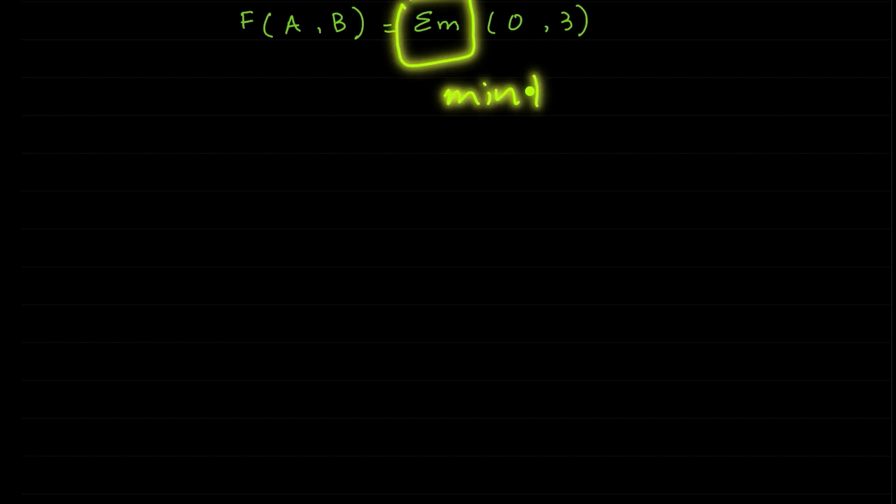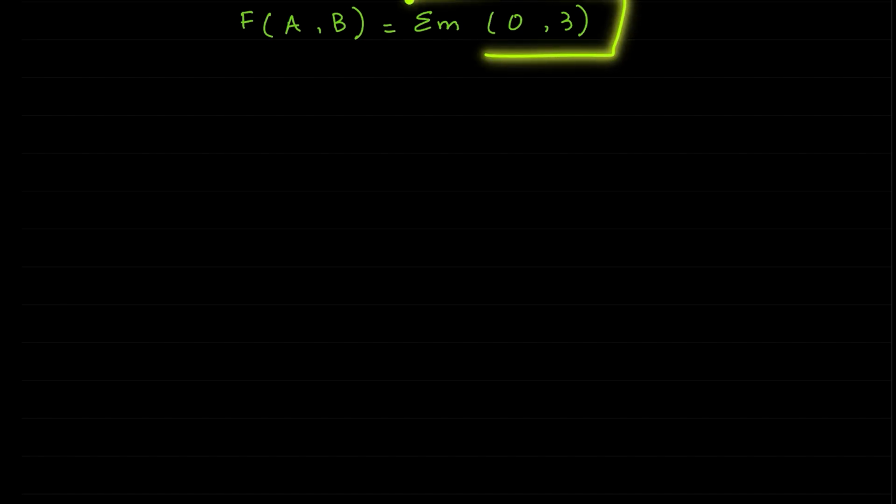This term, by the way, means minterm. Minterm indicates that whatever number is given in the bracket should be indicated as 1 in the matrix of the K-map. If it is a bit confusing to you right now, don't worry, it will all make sense in a bit.